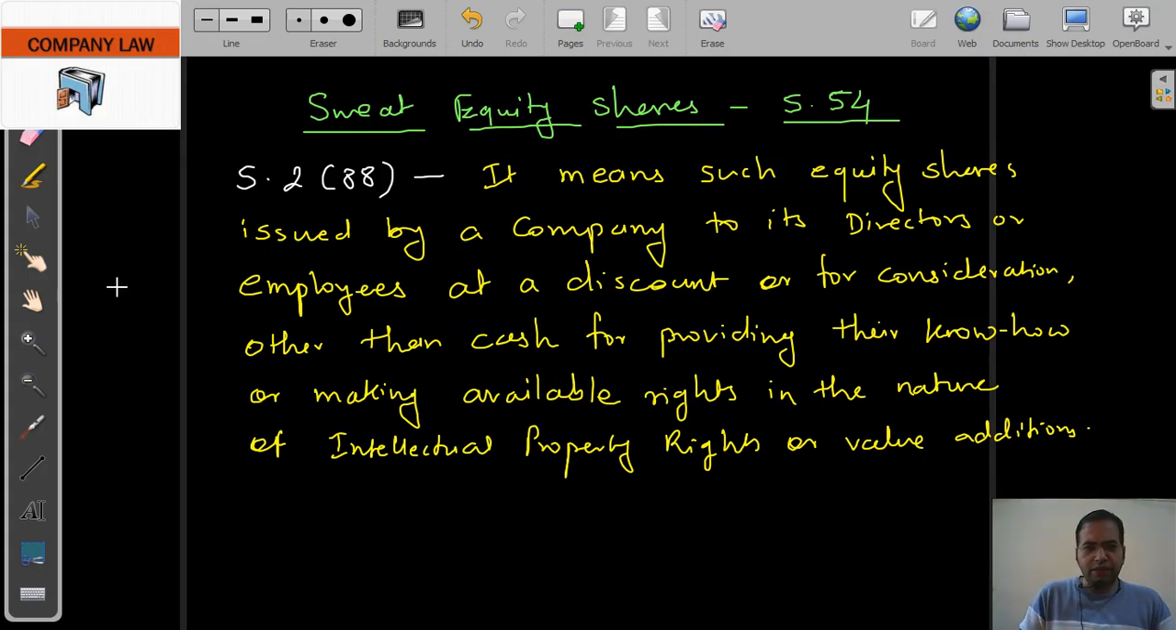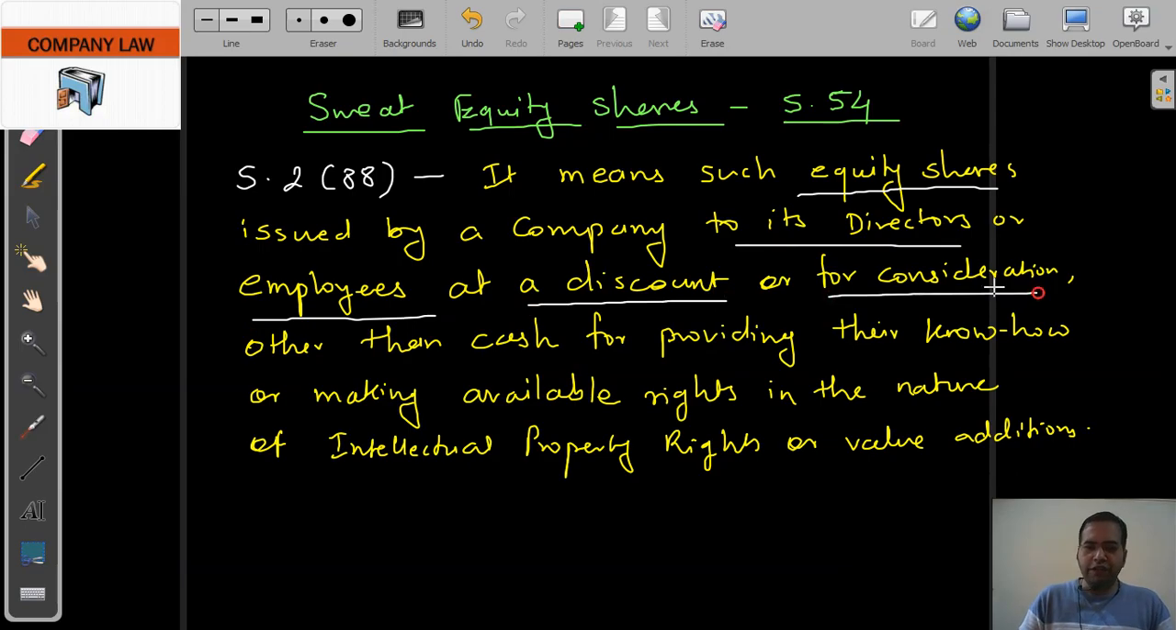So what does it mean? This definition says that it is a kind of equity share. It is a part of equity shares only, issued by the company, but issued to its directors or employees at a discount, or for consideration other than cash. Not necessarily for cash only. It can be issued other than cash, but for what? For providing their know-how or making available rights in the nature of intellectual property rights or value addition.